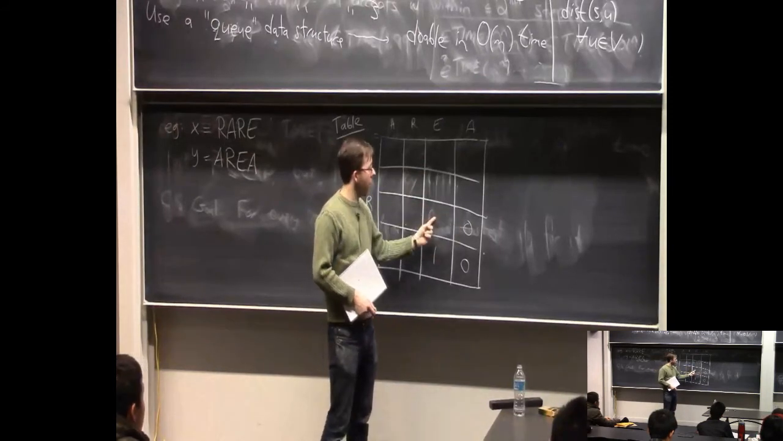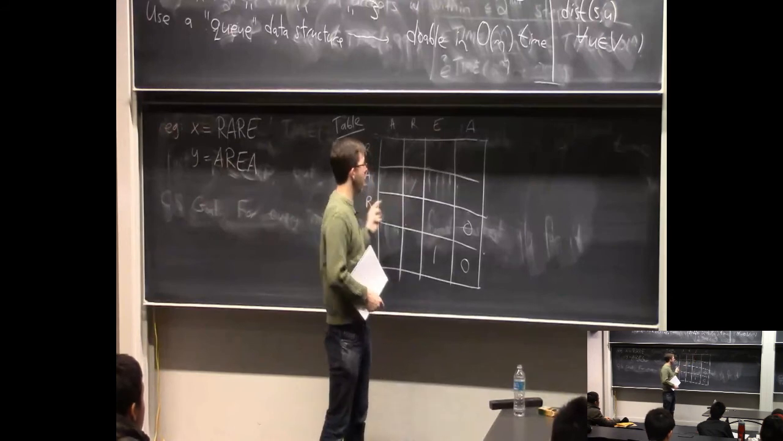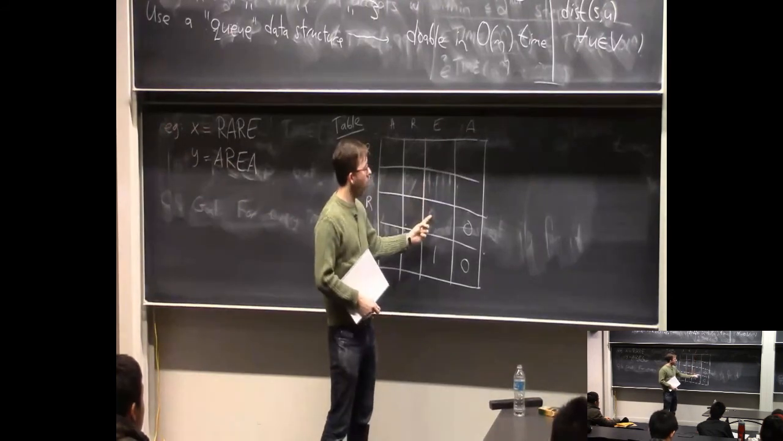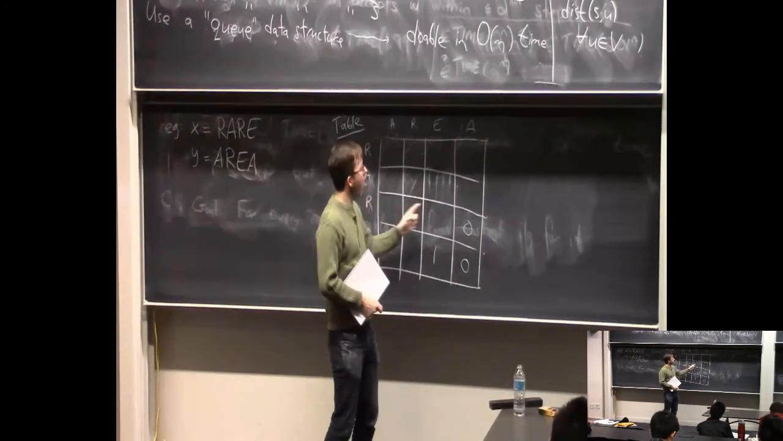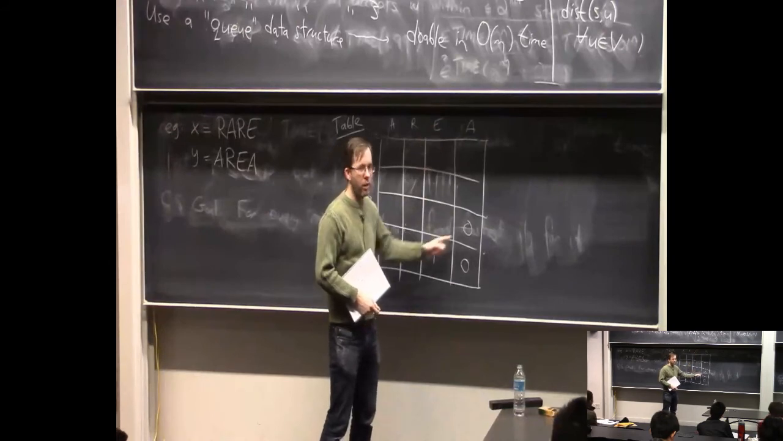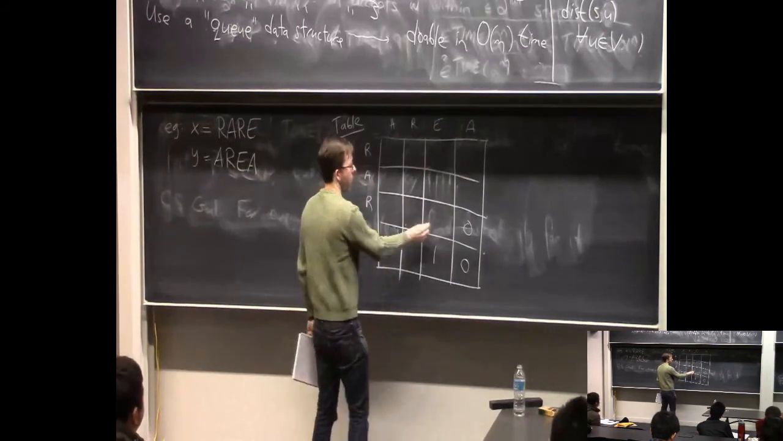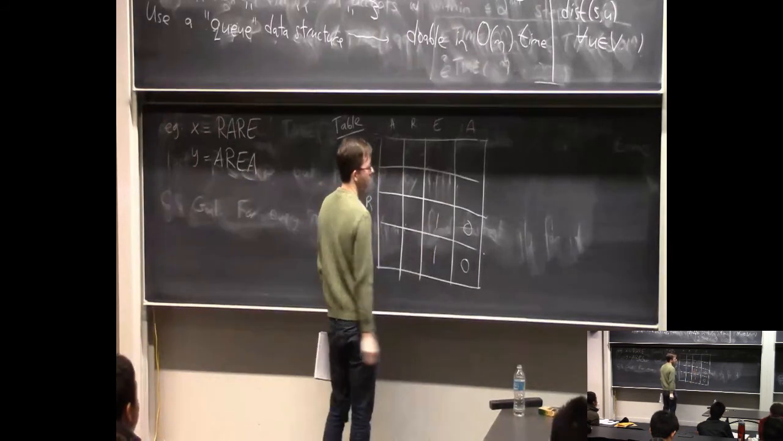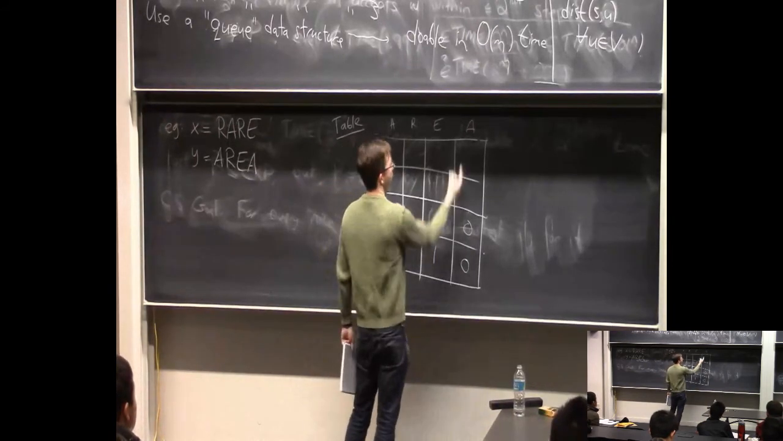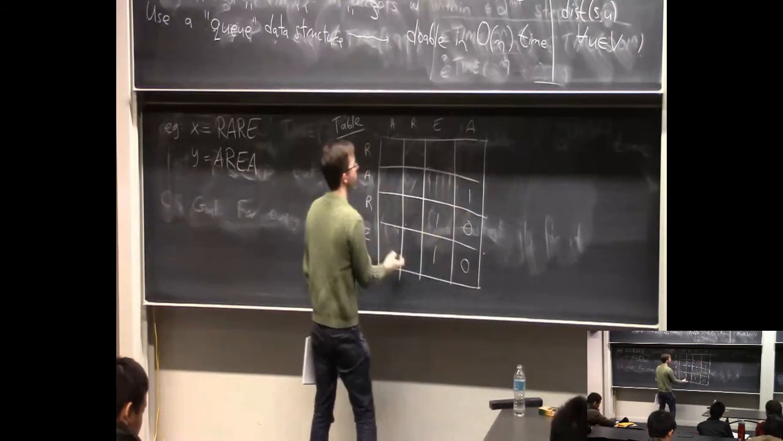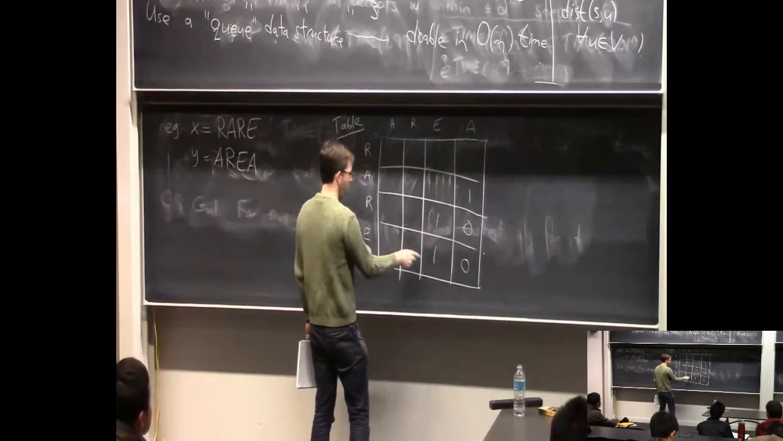So to fill in this table, you first check if they have the same letter. If they do, you do 1 plus this guy. And if they don't have the same letter, you do the max of these 2 guys. So here, not the same letter, it's the max of these 2 guys, so it's 1. And then these guys actually have the same letter, so it's 1. These ones don't, so it's 1.